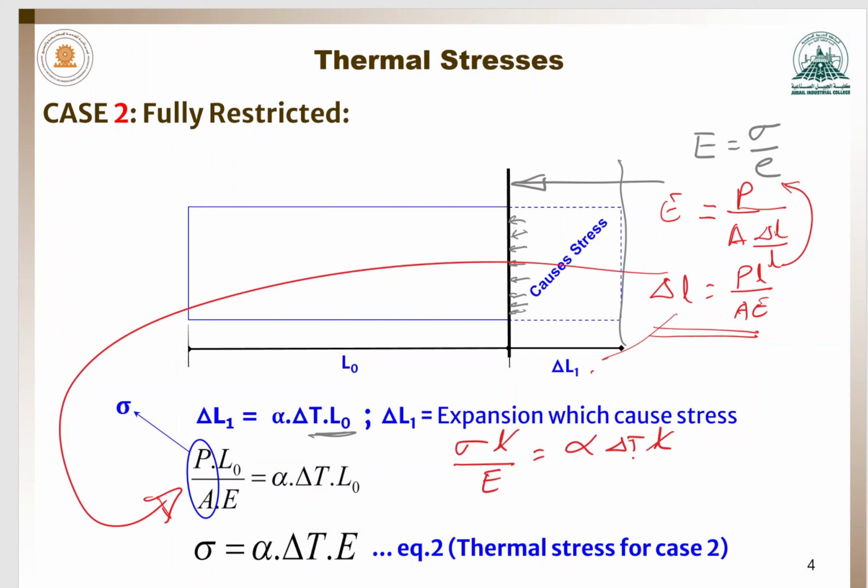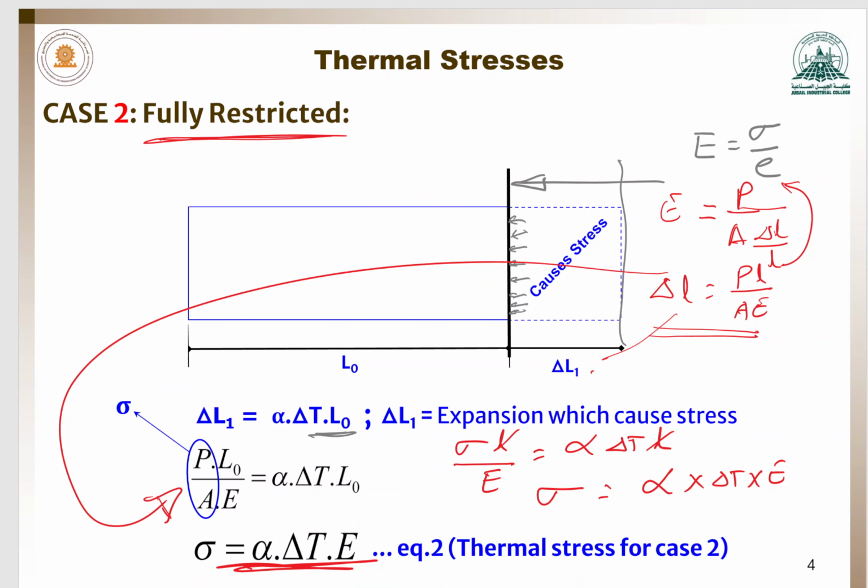Is it not? This L and L gets cancelled. So I can write sigma is equal to alpha into delta T multiplied by E. This is the formula. That's what you see over here. Okay. So if you push back everything, then you are having a stress induced. This stress is called as thermal stress, and the formula for the thermal stress is alpha into delta T into E. Okay. This is case number 2. That is fully restricted and you don't allow any expansion at all.